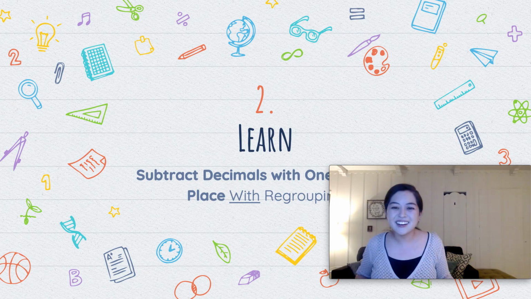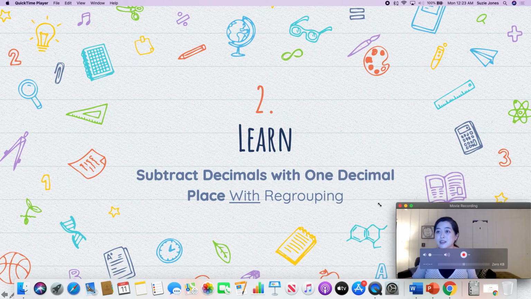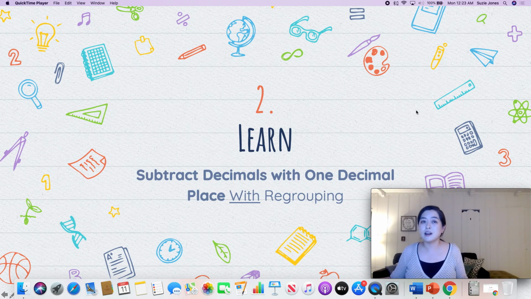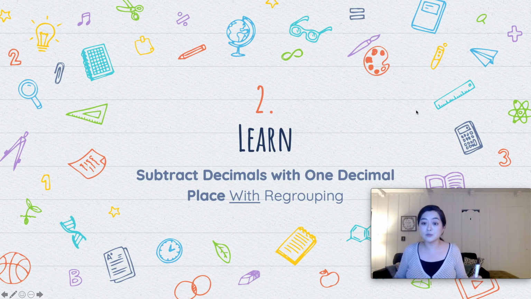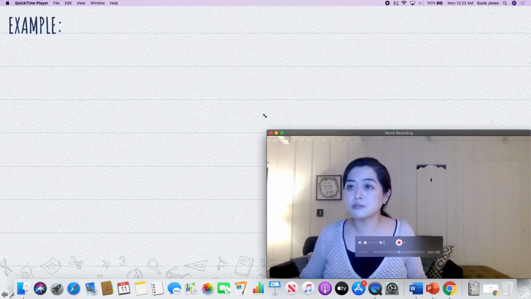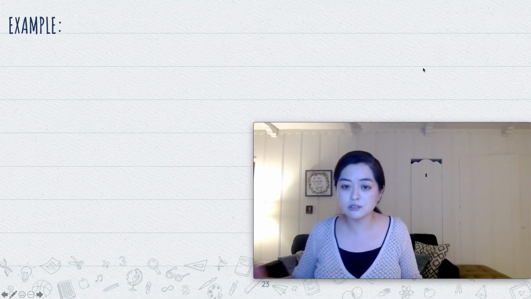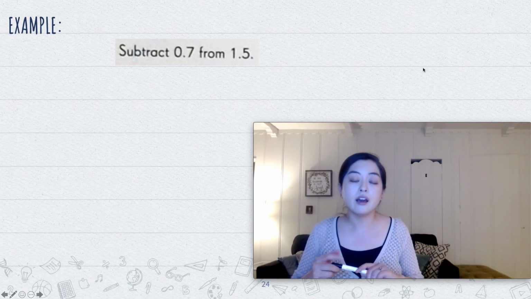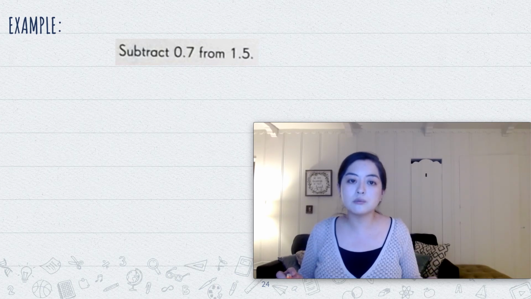Okay, let's look at this example, and it will be subtracting decimals with one decimal place with regrouping. Okay, so let's see what this is about. And I'm just going to increase my video screen so you can see what I'm doing. It says subtract 0.7 from 1.5.